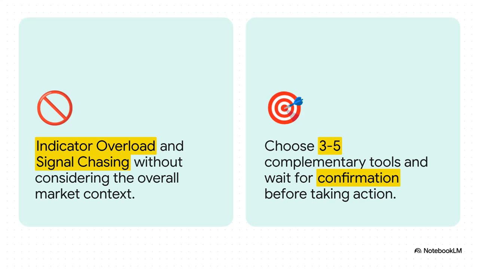On one hand, you've got indicator overload, just piling on so much stuff your chart looks like spaghetti. That's the amateur mistake. The pro? They pick just a handful of tools that work well together. And here's the key. They wait for confirmation. They need to see a few things line up before they make a move. No chasing every little twitch in the price.